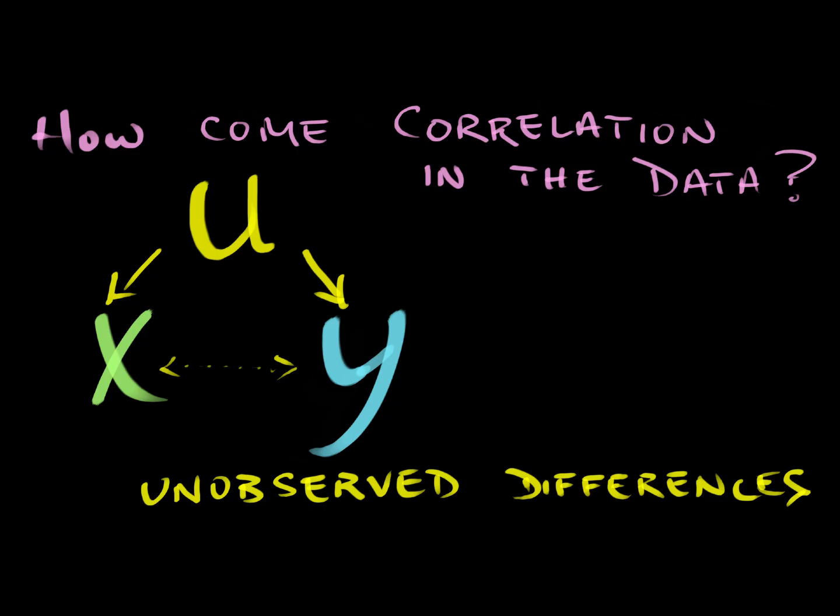Second on my list, reasons why we might find correlation in the data aside from the causal effect of X on Y. There could be unobserved differences that are causing Y. So something unobserved that is associated with X is actually causing Y.